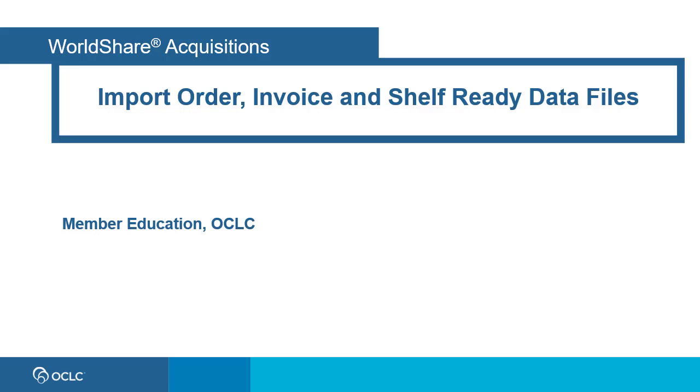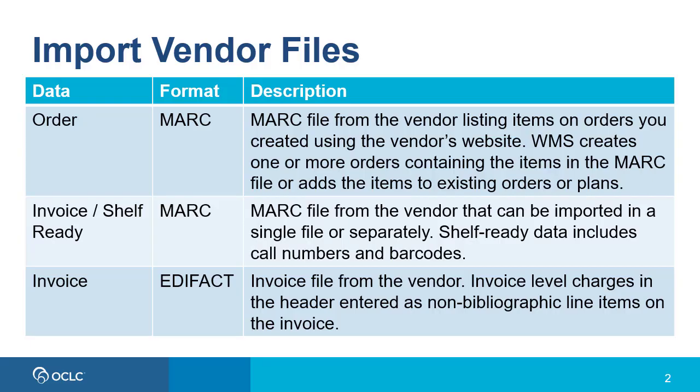In this video, you'll see how to import order, invoice, and shelf-ready data files in WorldShare acquisitions. The order file would be a MARC file from the vendor with the items you ordered on the vendor's website. When you import the order file, WMS creates one or more orders for these items in WMS.